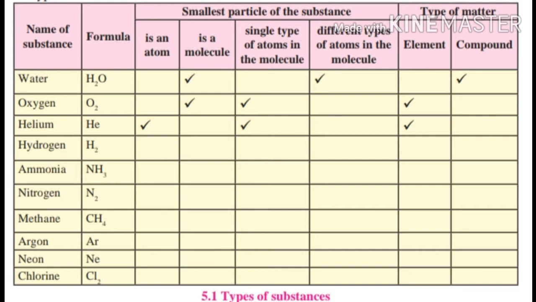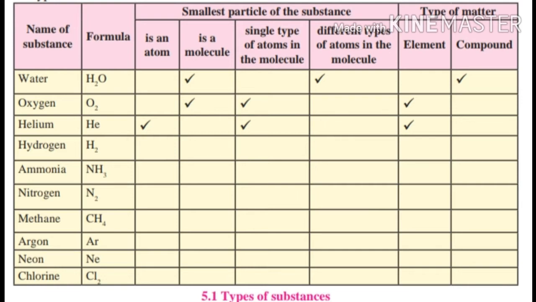Now next example is oxygen. Formula is O2. Is it an atom? No, put dash. Is it a molecule? Yes, put tick mark, because here in the formula O2 is there, therefore it is a molecule. When 2 or more atoms combine, they form a molecule. Next, different types of atoms? No, only one single type of atom is there. The next, element? Yes, it is an element, only O is there, another substance is not there.